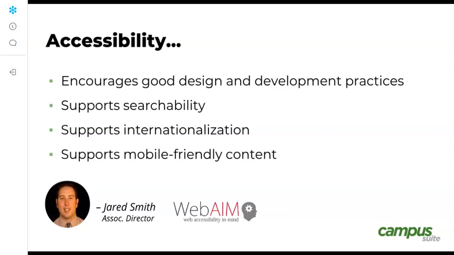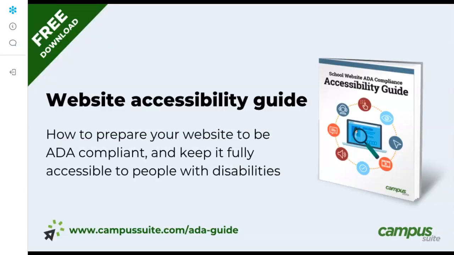If you think simple, and how a well laid out mobile device, for example, or a mobile app, is easy to navigate, those same principles apply to websites and, of course, PDFs, today's topic. Accessibility also supports searchability, internationalization, and of course, mobile-friendly content. And interestingly enough, Jared contends that a website may never really be fully compliant. Rather, we should be doing all we can on a continuous basis to make sure that they're accessible.